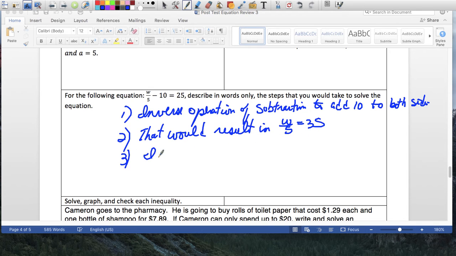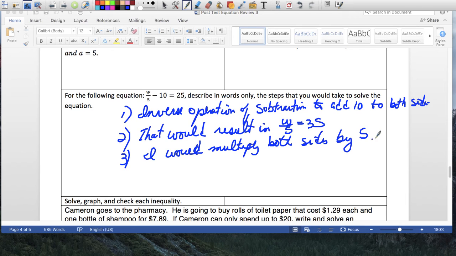Step 3, I would multiply both sides by 5, right? Remember, w is being divided by 5. The inverse operation here is multiplication, right? The opposite of division is multiplication. So I multiply that side by 5 and the other side by 5.